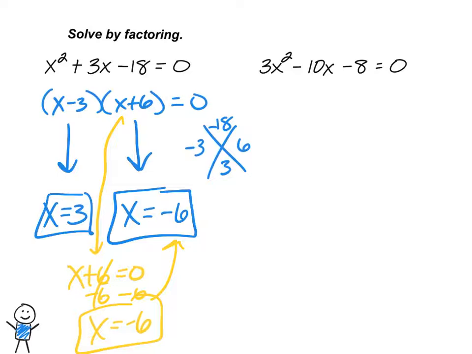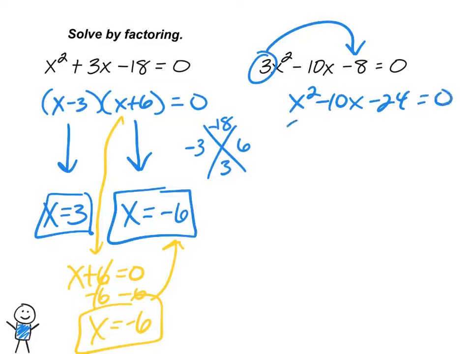All right, now we're asked to solve by factoring the one on the right. This one has a coefficient a other than 1. So we need to do slide and divide here. We're going to take this 3, slide it over, giving me x squared minus 10x minus 24 equals 0. Now I need to factor this.